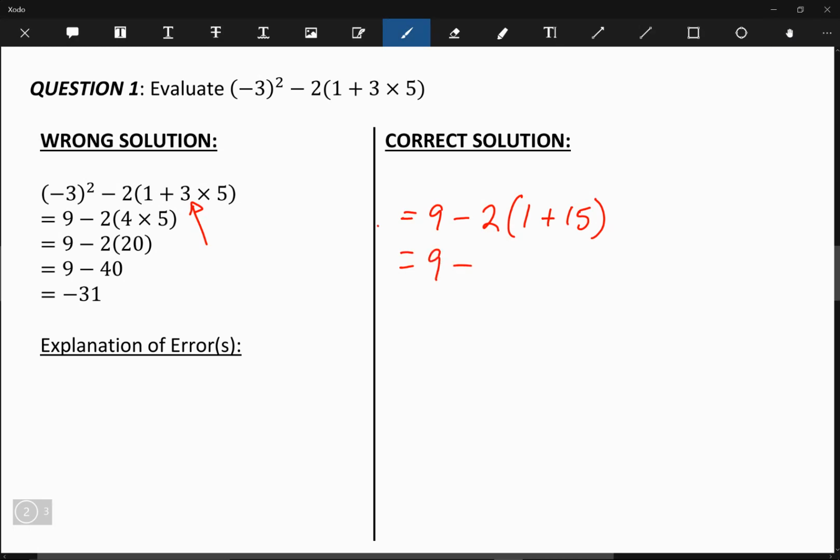Okay, and then you have to finish your bracket. So you do 9 minus 2 times 16, and then you do your multiplication. So 9 minus 2 times 16, which is 32, and then do your subtraction. So 9 minus 32 is negative 23. Okay, so the explanation should be that they should multiply first.